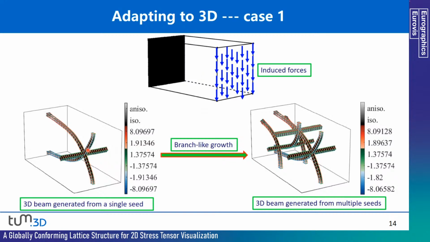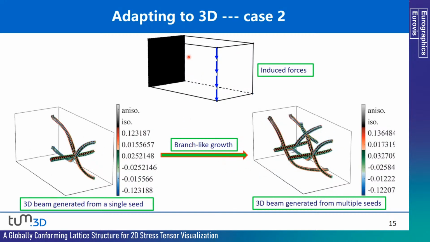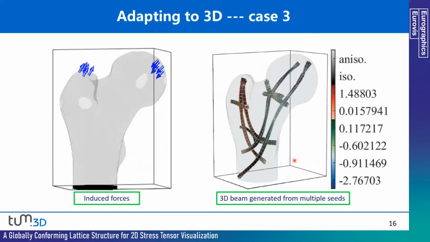The left image shows the beam structure generated from one single seed element, and this image gives a branch-like beam structure, which grows out from the left one. We can see the generated beam structure is matching and captures the symmetry of the stress field very well. With the same solid object, but we switch the loading condition into this, then the structure is under a torsion. We can also see that from the generated beam structures.